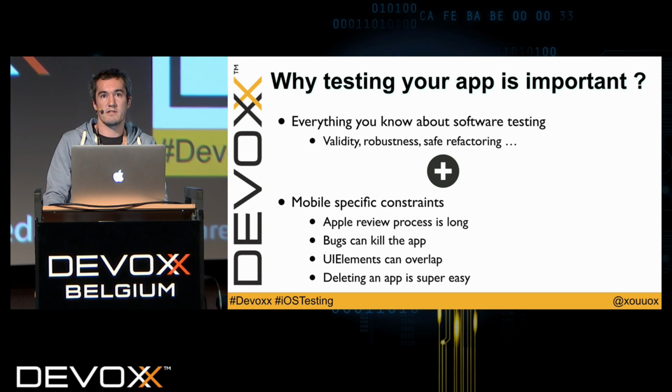And if the user is not super happy, he can delete your application in an easy way. So these four constraints will, I hope, encourage you to make some UI test and unit test.